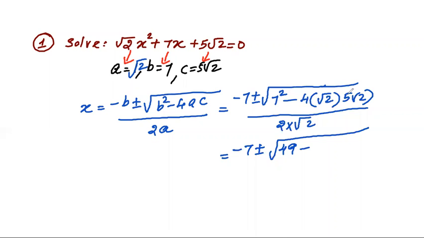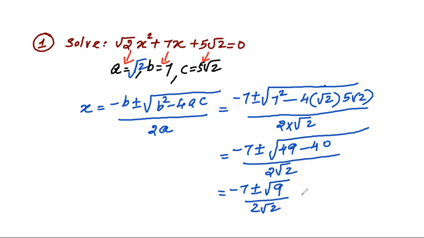How? 4 into 5 is 20. Root 2 into root 2 is 2. 20 into 2 will become 40, divided by 2 root 2. So that is equal to minus 7 plus or minus root of 49 minus 40, that is root 9, divided by 2 root 2. So we know that root 9 is nothing but 3, divided by 2 root 2.